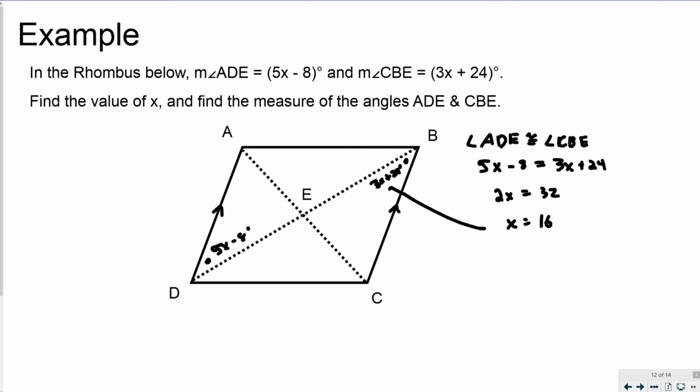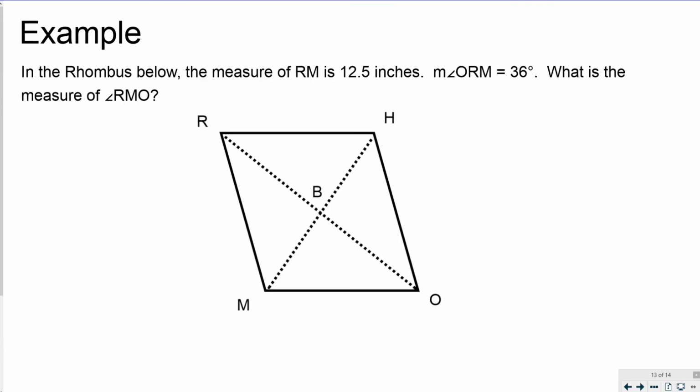And then when I substitute x in to either one of them, I'm just going to choose 3x plus 24. So the measure of CBE is equal to 3 times 16 plus 24. So it's equal to 3 times 16 is 48 plus 24 is 72 degrees. And then that means that ADE is congruent as well, so that also equals 72 degrees.